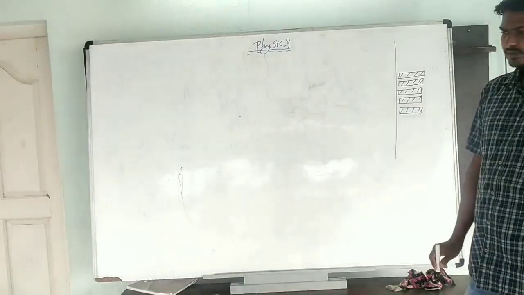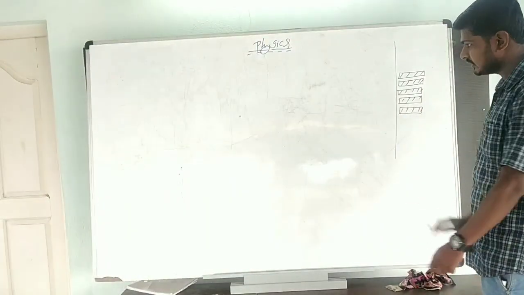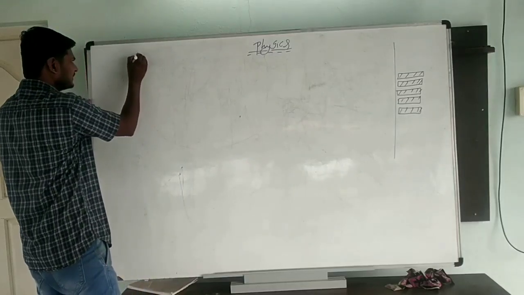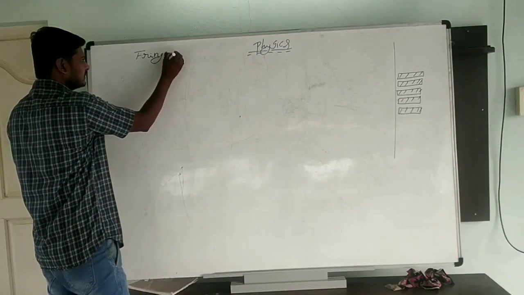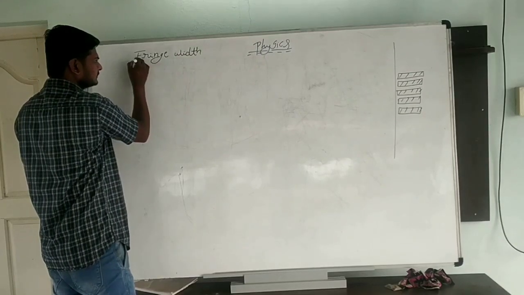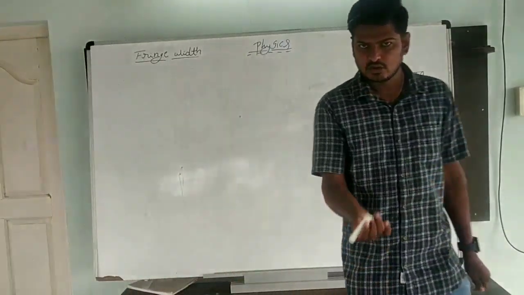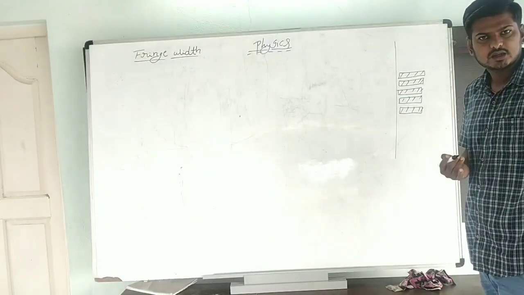Last class we discussed Young's double slit experiment. Today's class we can derive the expression for fringe width. Now, what is meant by fringe width?